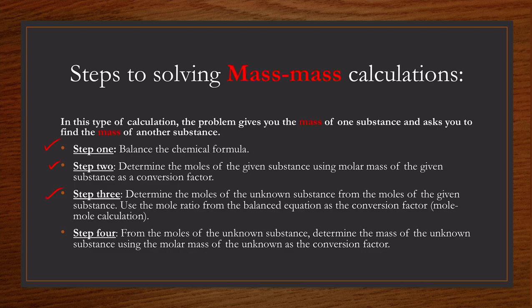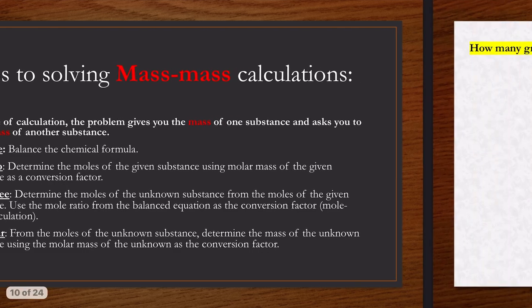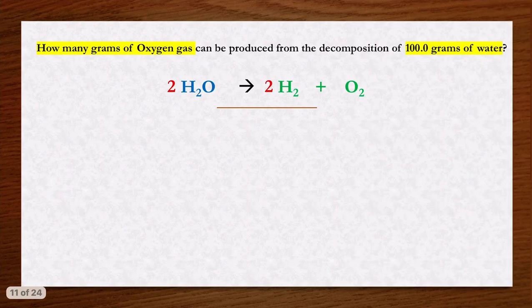Then we will set up our mole ratio, and then we will convert from moles to grams again. We'll convert back to grams. All right, so let's take a look at this problem. This is a similar problem, but this time I'm being told that I have 100 grams of water. So how many grams of oxygen gas can be produced from the decomposition of 100.0 grams of water?